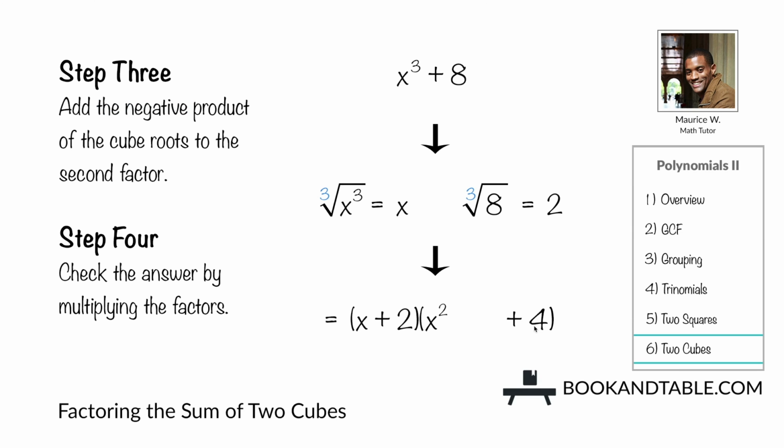And now step 3, add the negative product of the cube roots to the second factor. That'll go here. So it's the negative product. So we have x times 2, which will give us 2x. So here in the middle, we want the negative product, which would be negative 2x. So when we factor x cubed plus 8, we wind up with x plus 2 times x squared minus 2x plus 4.